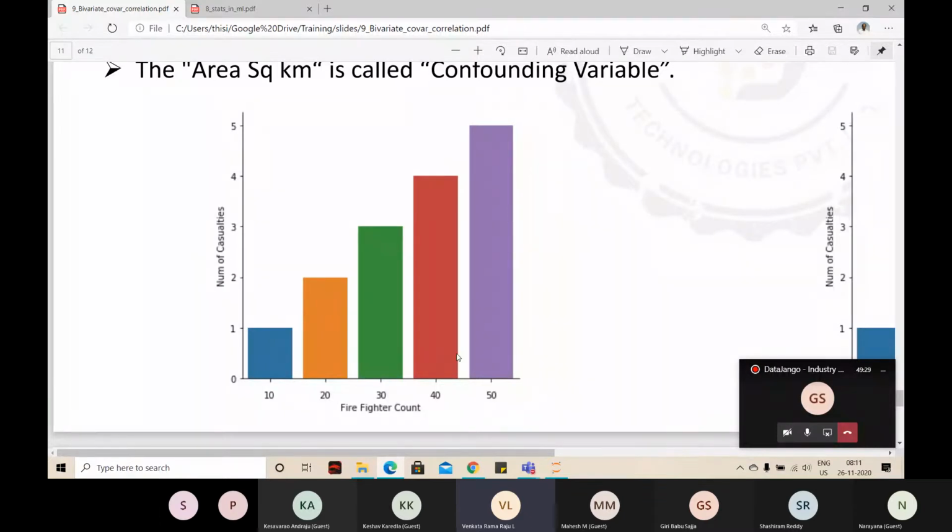Is that really true? When you look at any fire accident, when the number of firefighters increases, will the casualties increase? No, they reduce, right? But in this particular data, it looks like that. When you compute a correlation coefficient between these two, it will give you a positive number, but that doesn't mean it is really true. Ground truth, or the business, actually contradicts the graph.